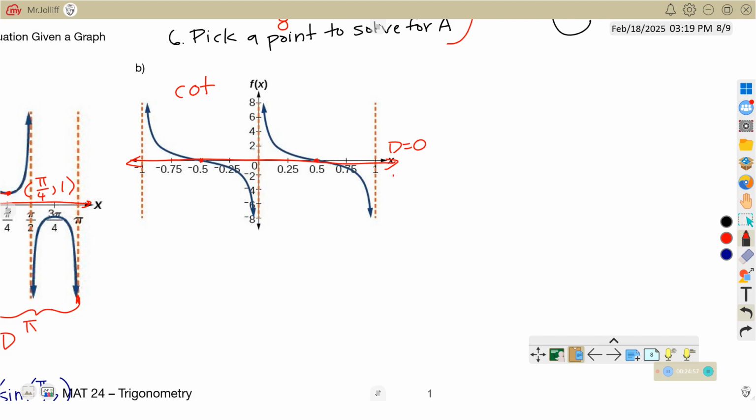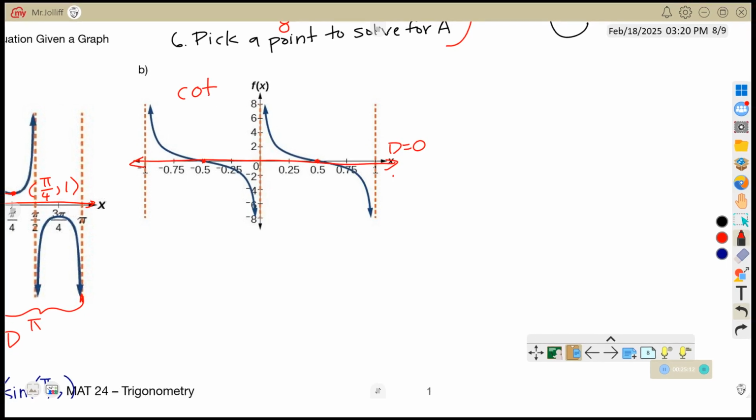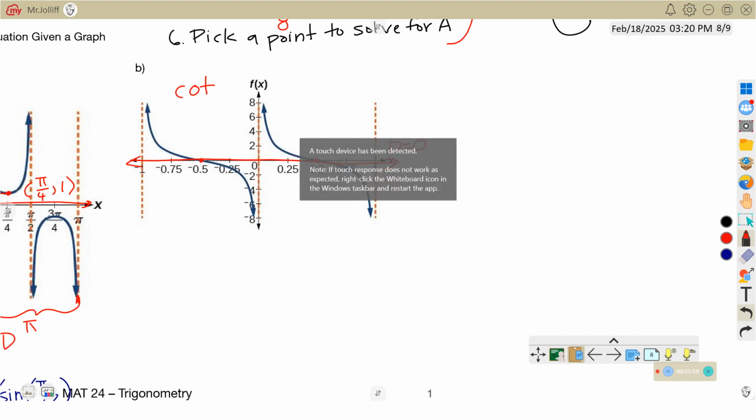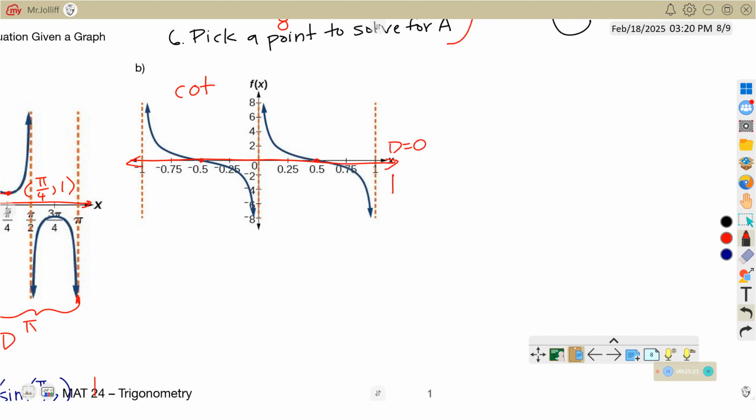While we're waiting, since you said it's cotan, what's the period of cotan? Pi. Perfect. So we need to figure out what the period on the graph is. It would be pi divided by whatever that is. So pi divided, and then we go to the graph.